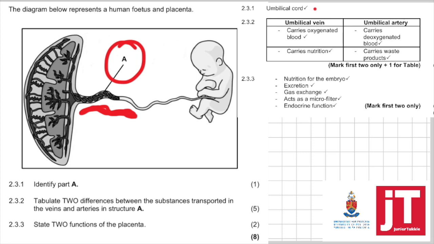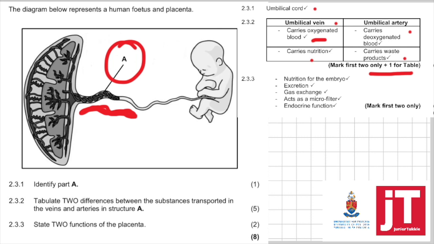Now, the umbilical vein we know carries oxygenated blood. The umbilical artery we know carries deoxygenated blood. The umbilical vein carries nutrition, and the umbilical artery will carry waste. Make sure you know how to draw a table because you get a mark for the table. So make sure you have your rows and your columns.